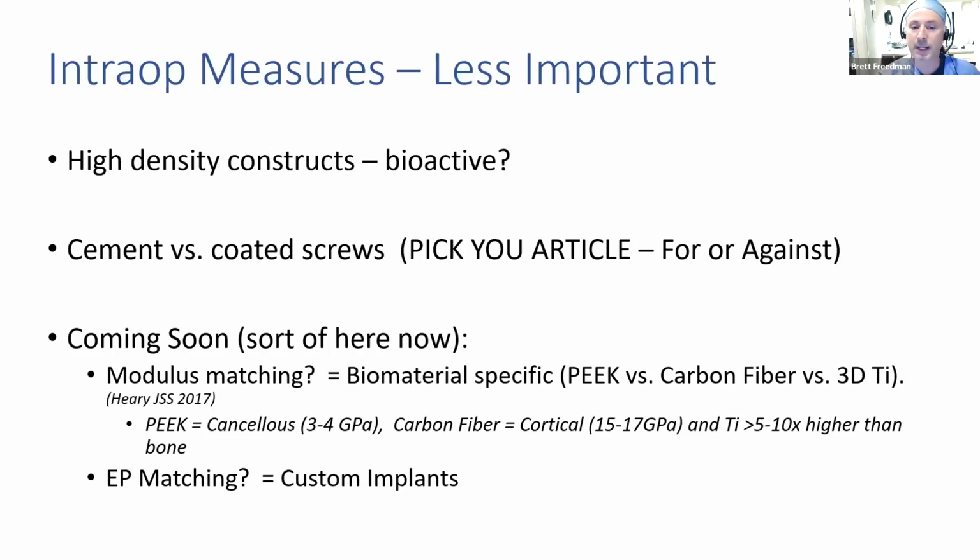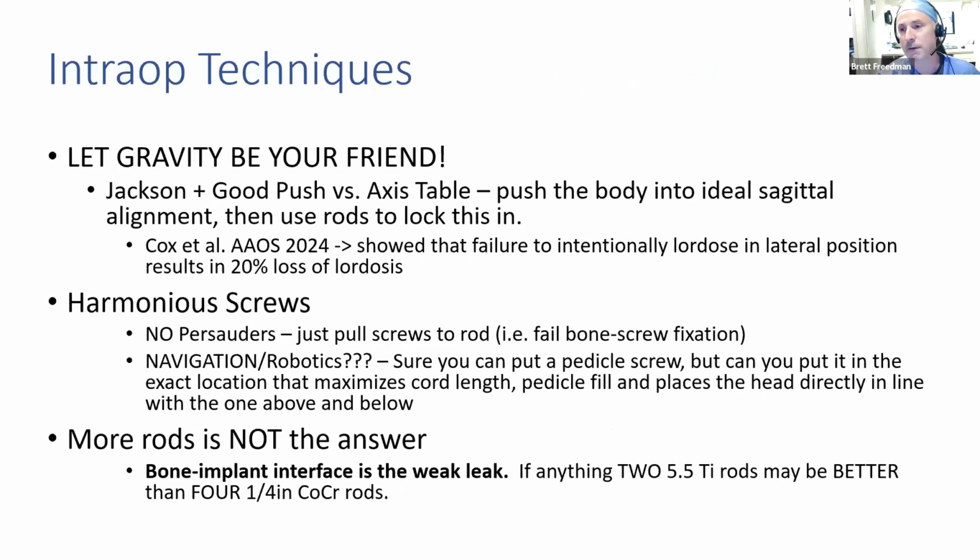And then maybe end plate matching, which brings the idea of custom implants, where you're actually getting a larger cross-sectional area, and as a result, more surface to share the load and reduce the stress. Let gravity be your friend. So don't use persuaders. You need to bend the rod so it fits the screws. You need to use the table either by pushing on the back to produce lordosis or by using an axis table to drive them into lordosis.